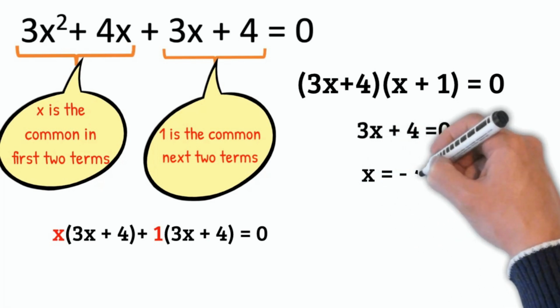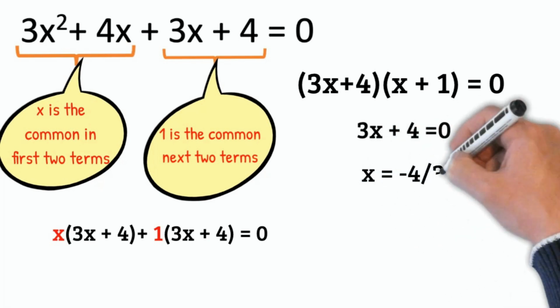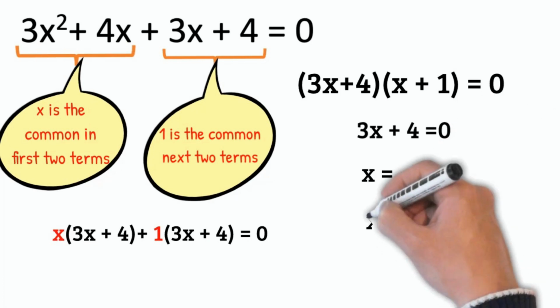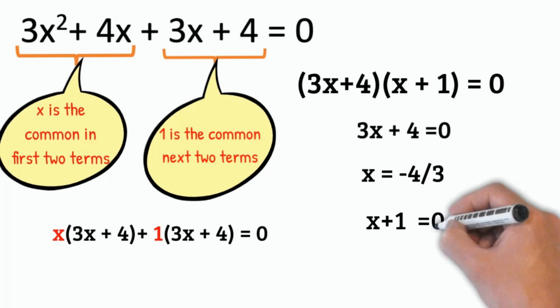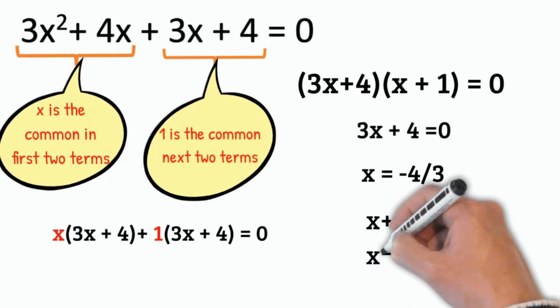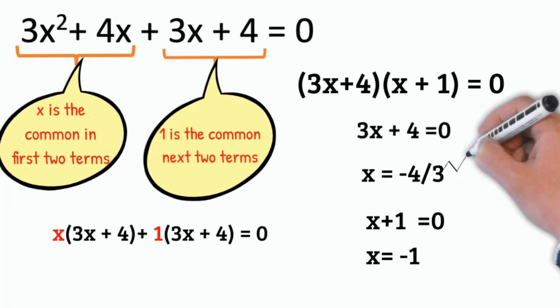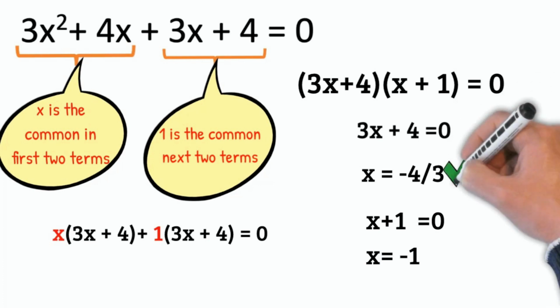So 3x plus 4 equals 0, therefore x equals minus 4 divided by 3. x plus 1 equals 0, so x equals minus 1. So, x equals minus 4 by 3 and x equals minus 1.